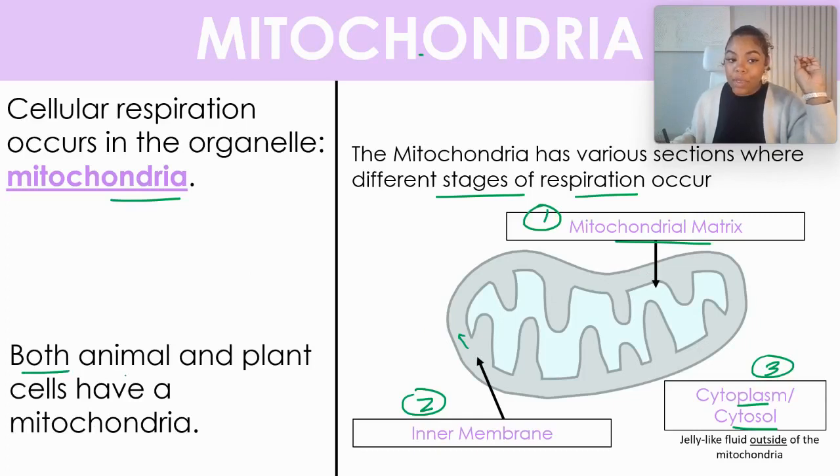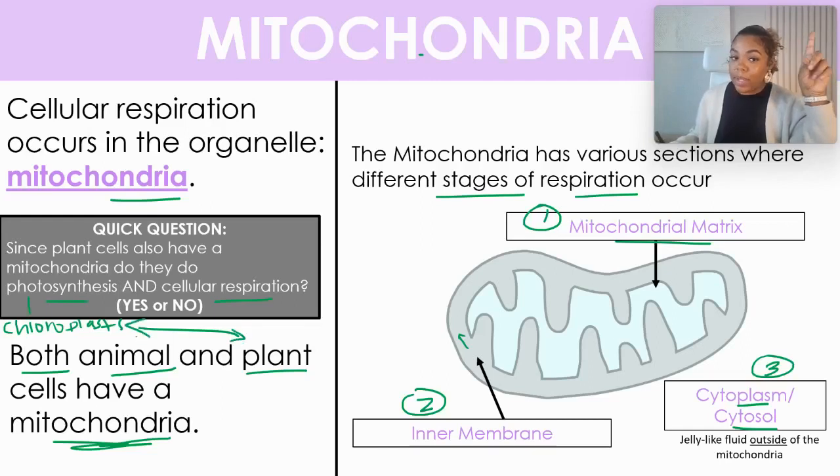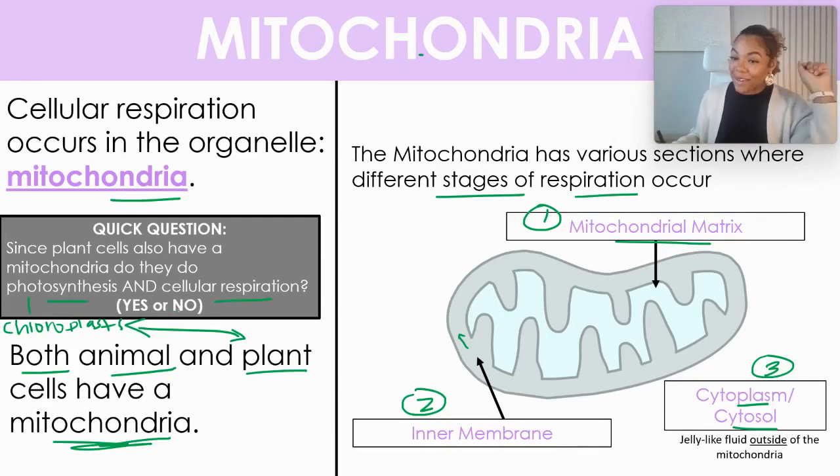I do want to name that both animals and plants have a mitochondria. A good question arises. Since plants also have a mitochondria, can they do photosynthesis and respiration? Because remember, photosynthesis happens in the chloroplast, and only plants have a chloroplast. So we know that only plants can do photosynthesis. But since they have a mitochondria, can they also do respiration? I want you to take a second and think about this and write your answer down. Yes or no? Well, hopefully you chose yes, because plants can do cellular respiration.